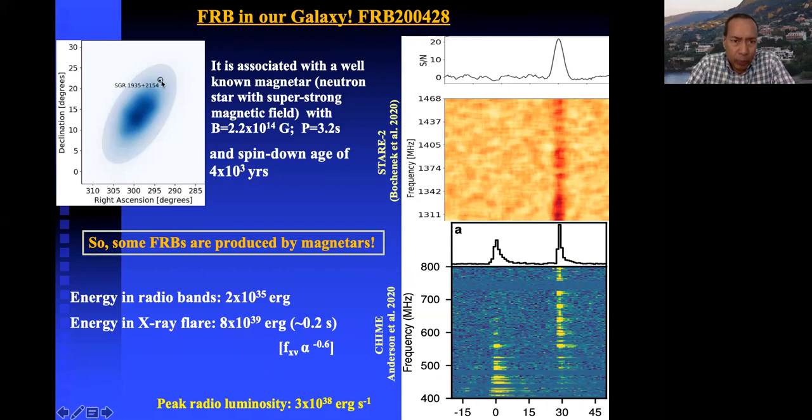And then inside of this CHIME localization, I hope you can see on your screen here a dot, and that's the position of a known neutron star with super strong magnetic field of strength 22 billion Tesla. The neutron star has a spin period of 3 seconds and a spin-down age of 4,000 years. So it's a relatively young system. So it established that at least one FRB is associated with a magnetar.